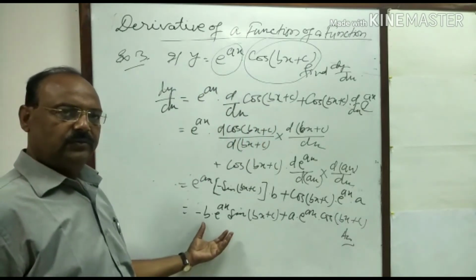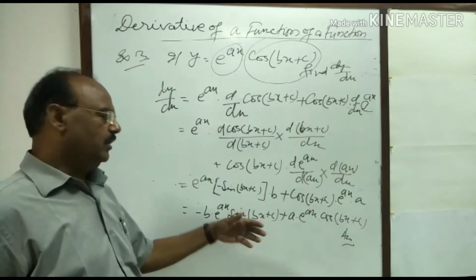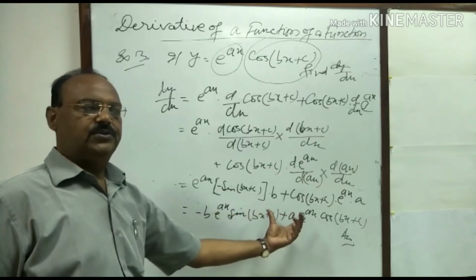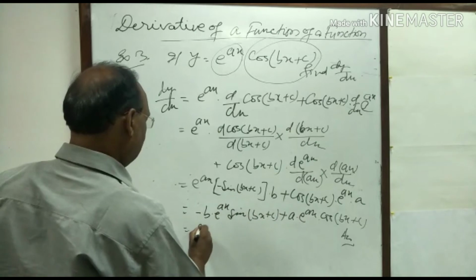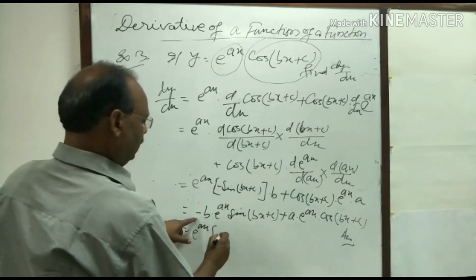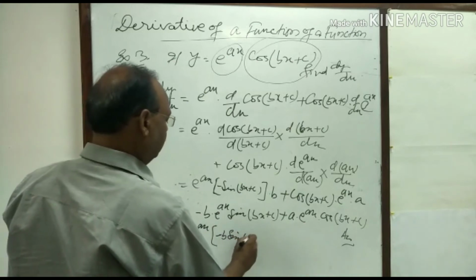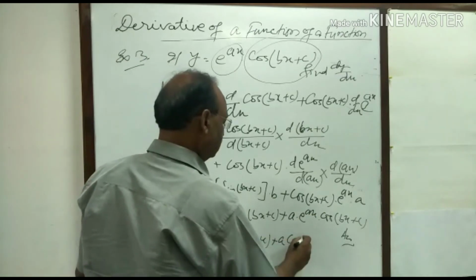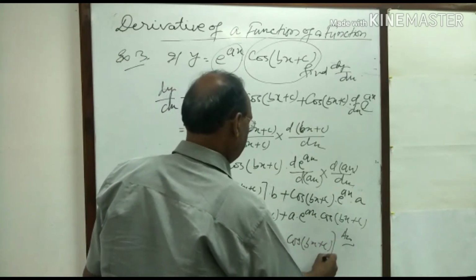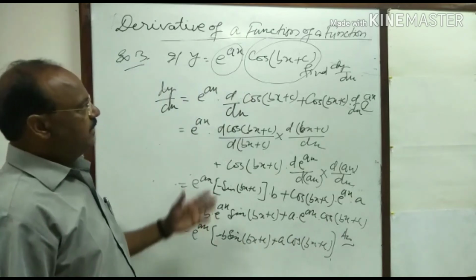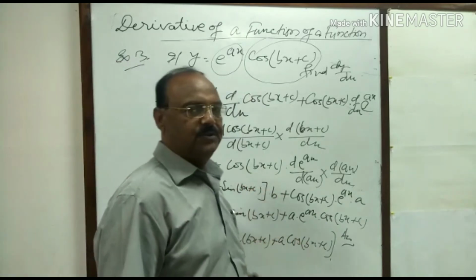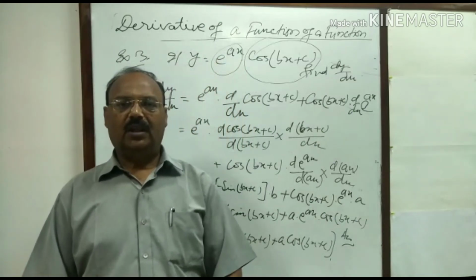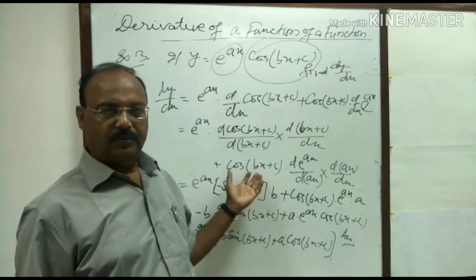If you wish to simplify further, you can take one more step by taking e to the power ax common from both of these two terms. So you can write here e to the power ax is common. Here from you will write minus b sine of (bx plus c) and plus a into cos of (bx plus c). So students, questions of chain rule are very interesting. Just do some more practice, and I hope you might have got benefit from this video.